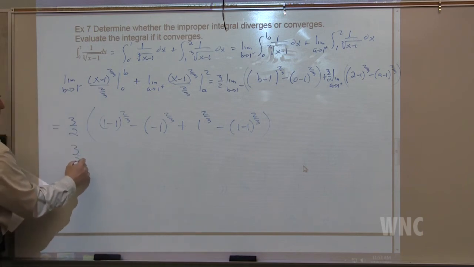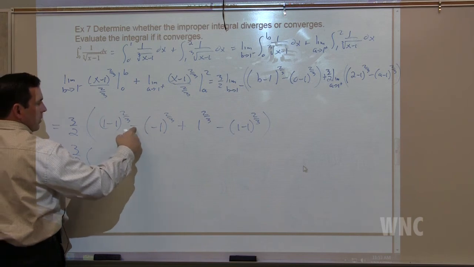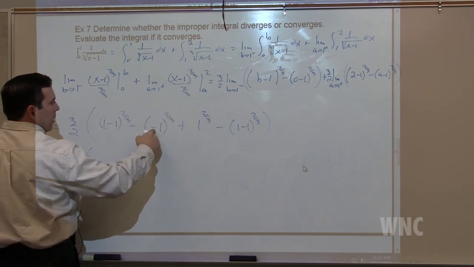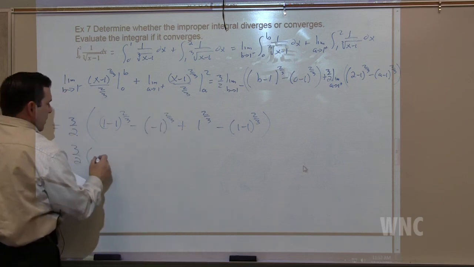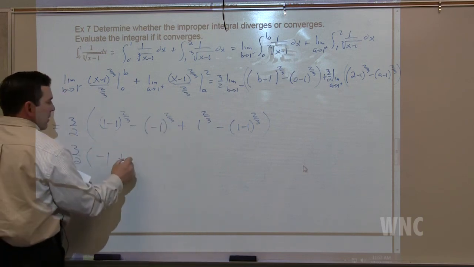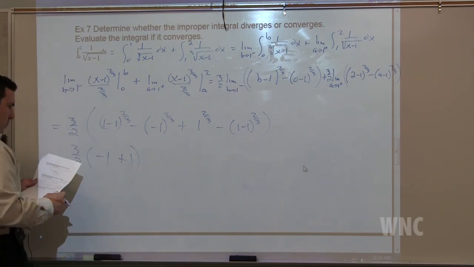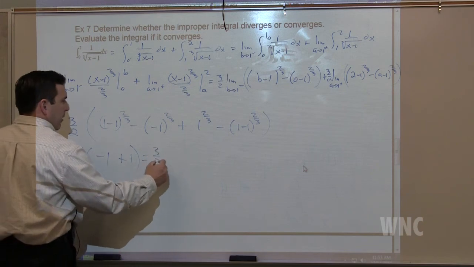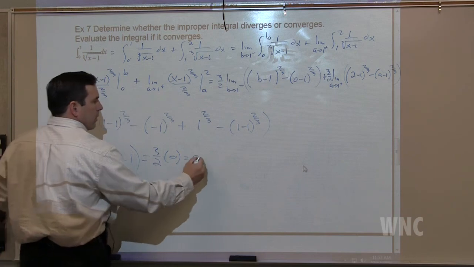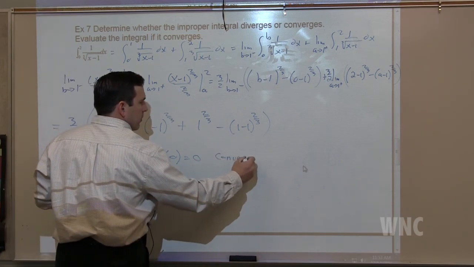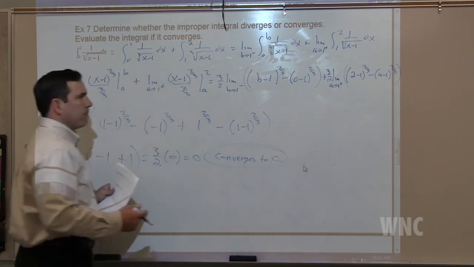So it's 3/2 of 0 minus, now this is what? Minus negative 1, cube root of that's negative 1, squared is 1. So that's negative 1 plus 1, and that part's 0. So it's 3/2 of 0, which is 3/2. No, it's 0. So it converges to 0. That's it.